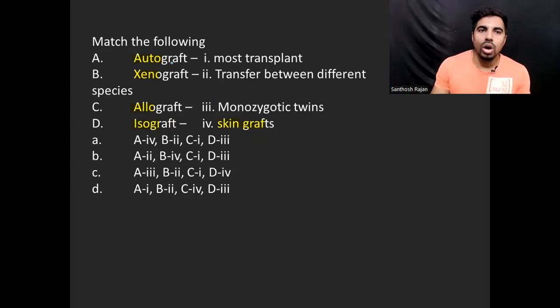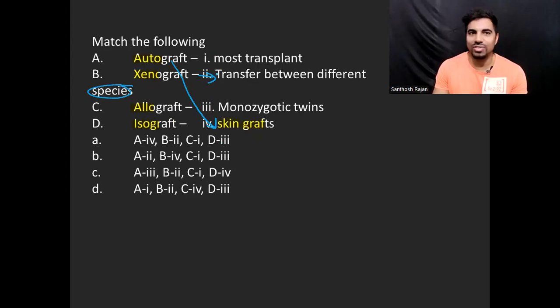So autograft is your own body cell, skin graft, whatever you're doing. Any graft, usually it's skin graft. Xeno, X-Men is usually another species. So here the species is something else. Yeah, see, you got it. So xeno, same answer: transfer between different species. Transfer between different species, xeno, X-Men, done.